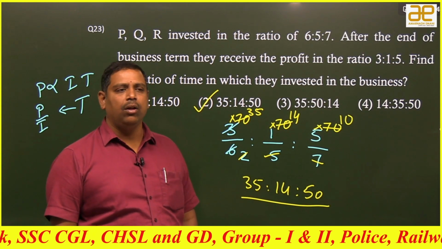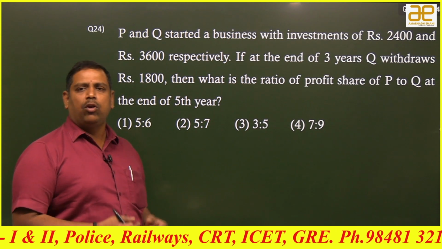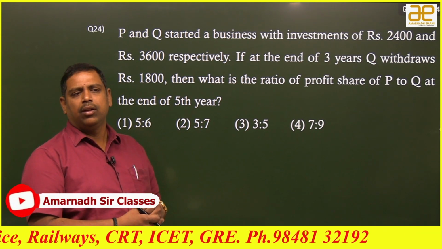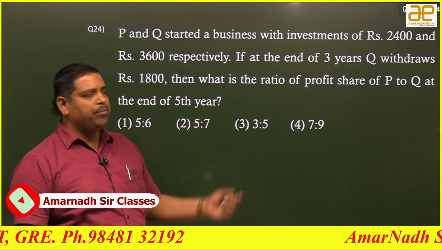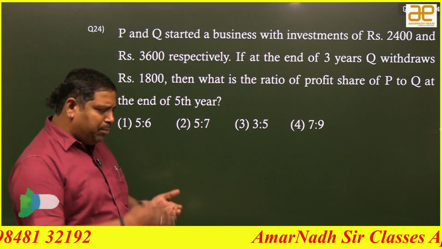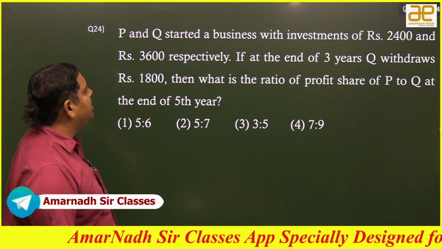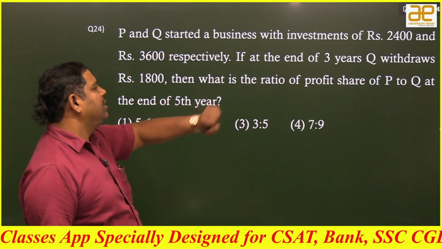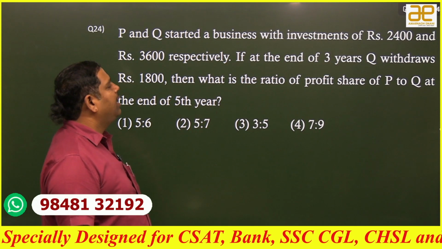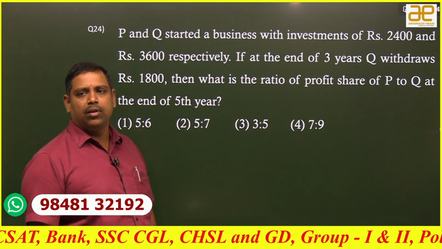Let's see the next beautiful one. In the examination, anytime he wants to go with a bit more difficult question, where students may feel it is a bit difficult, this is another such question. So at the very basics only, I have given this model to you. Now we will see this. P and Q started a business with investments of 2,400 and 3,600 respectively. If at the end of 3 years, Q withdraws 1,800, then what is the ratio of the profit shares of P to Q at the end of 5th year?